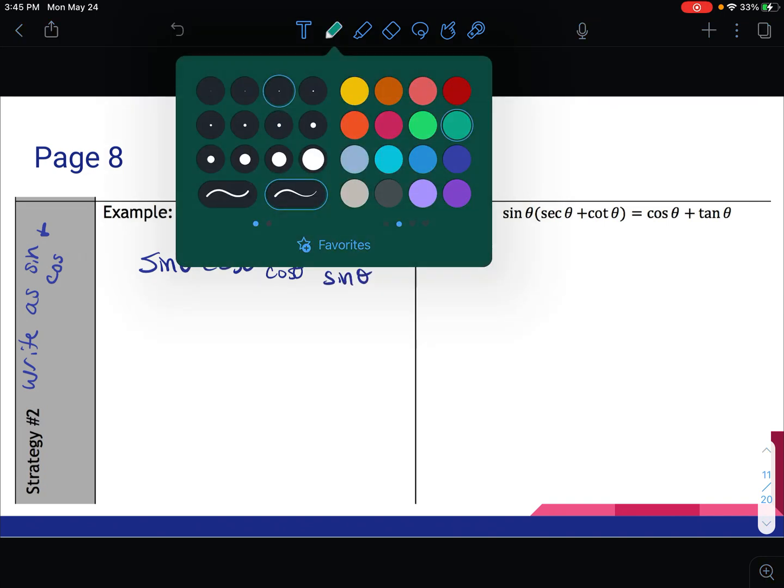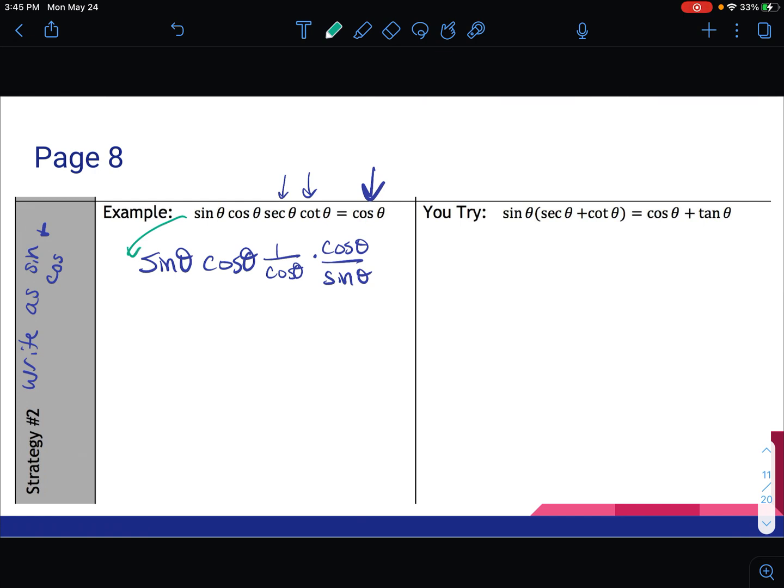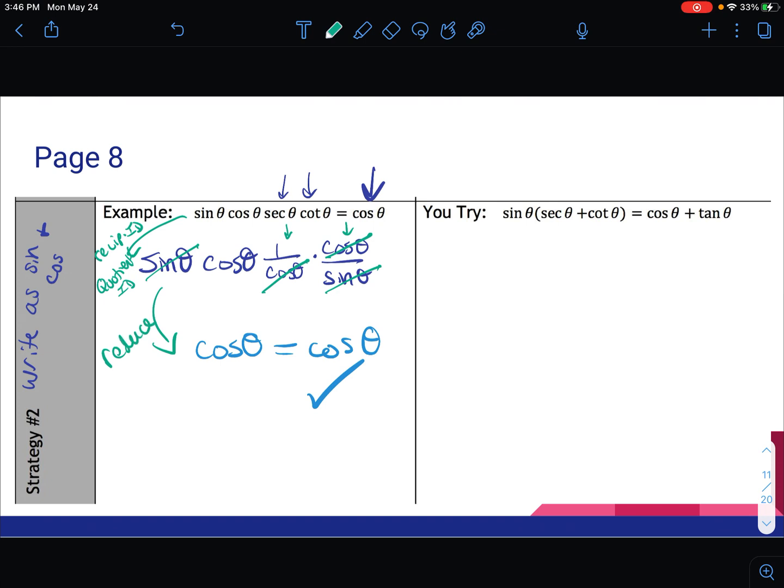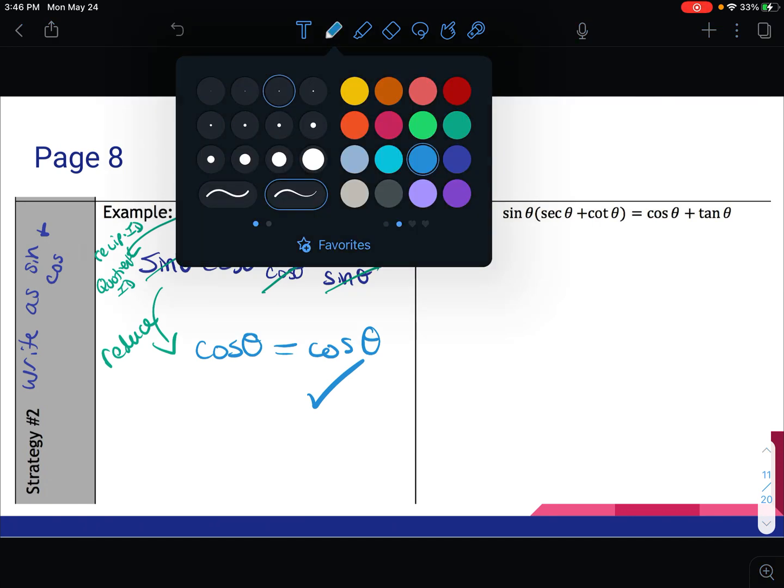Now, we just talked about what these reasons would be. There's two reasons here. This first one is reciprocal identities. And this next one is a quotient identity. Now from here, we can see that we have a sine in the numerator and denominator, a cosine in the numerator and the denominator. So this is exactly what we want to see, because now we have cosine of theta equals cosine of theta. And our reason for this last part is just going to be to reduce or make ones. And that's our reason.